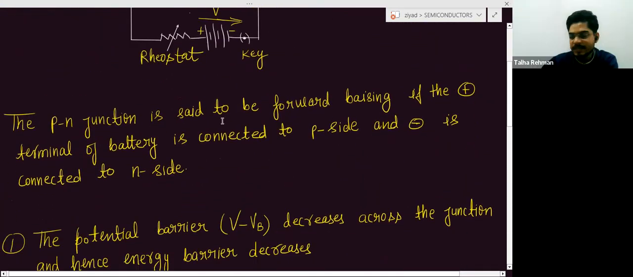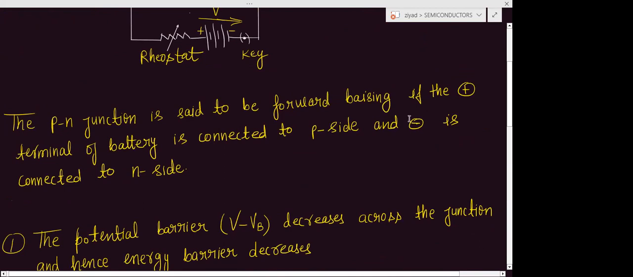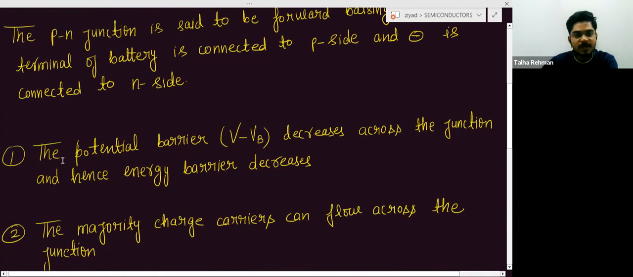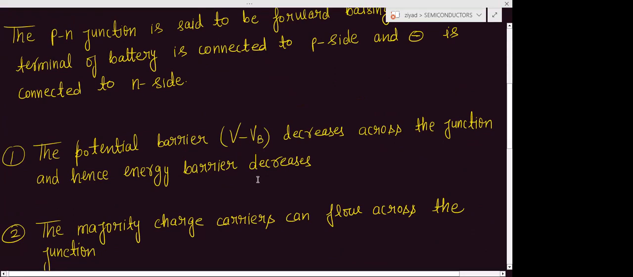So the PN junction is said to be forward biased if the positive terminal of the battery is connected to P side and the negative terminal is connected to N side. The potential barrier V minus V decreases across the junction, and hence the energy barrier decreases.